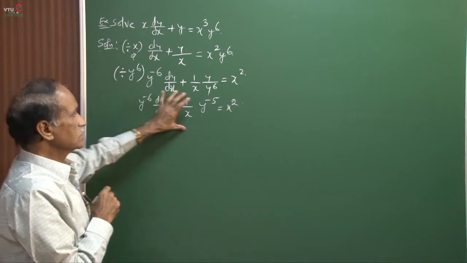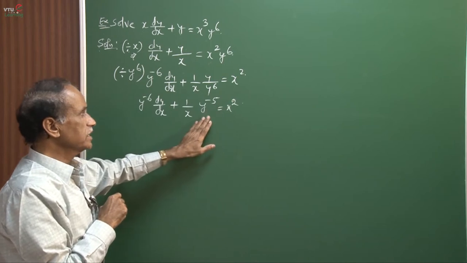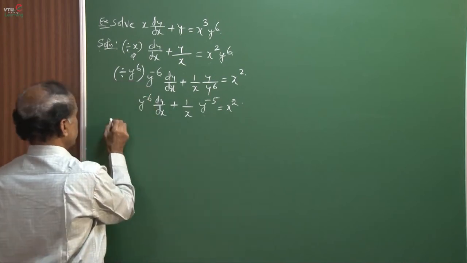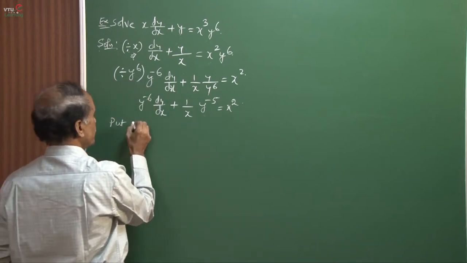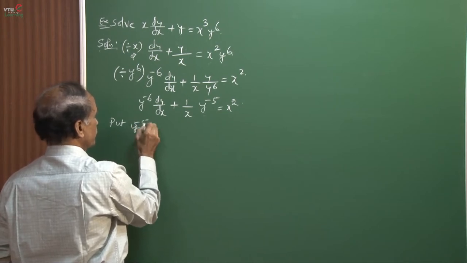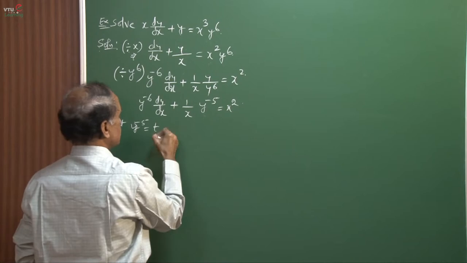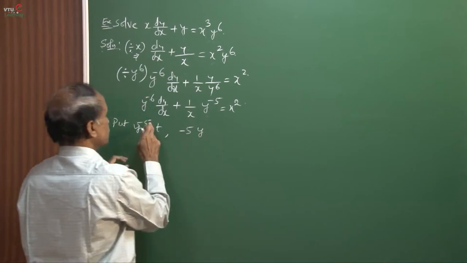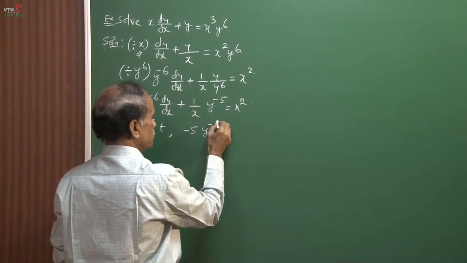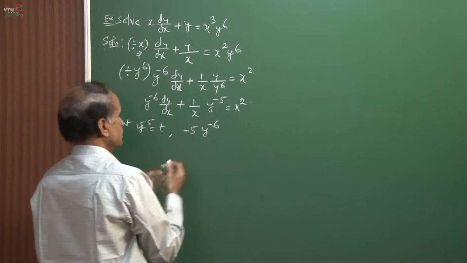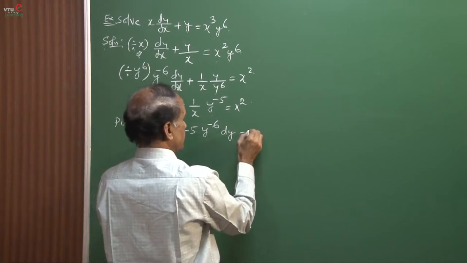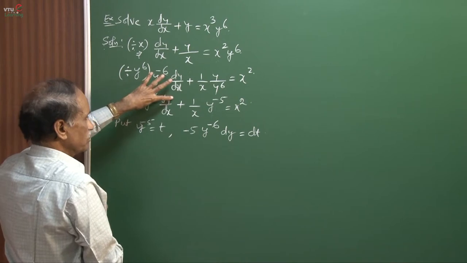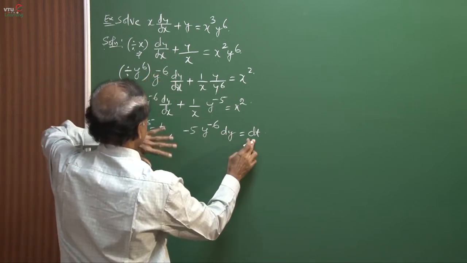So, this is the differential equation which is ready for taking some substitution, so that the nonlinear form we can convert to the linear form. Here, a simple substitution I will be choosing. Put y to the power minus 5 equal to t. Then, on differentiation, that is minus 5 into y to the power minus 5 minus 1, that is minus 6, and dy, is equal to dt. So, this I will replace: y to the power minus 6 into dy, together this product I will be replacing in terms of dt.